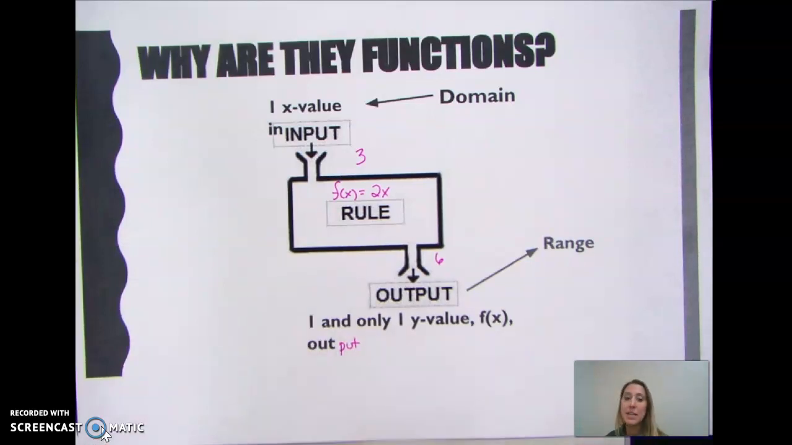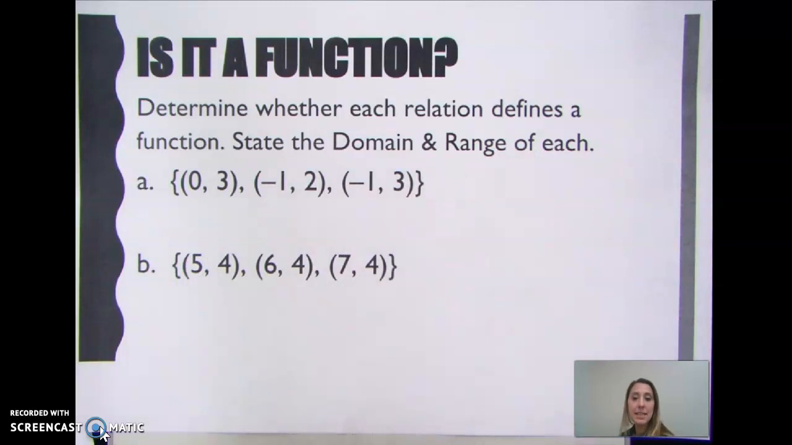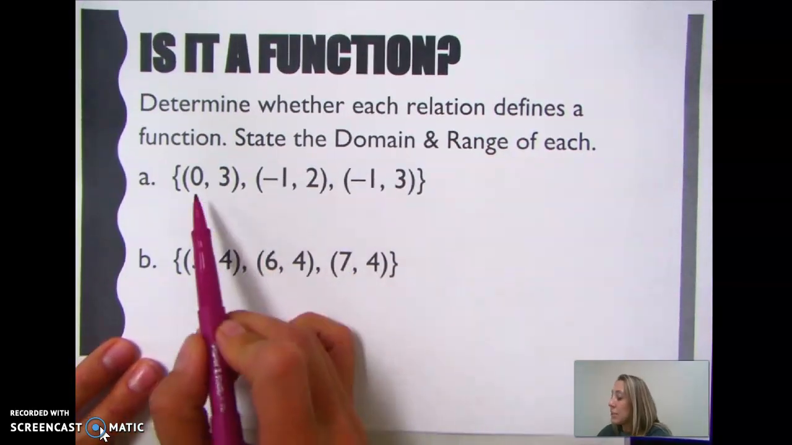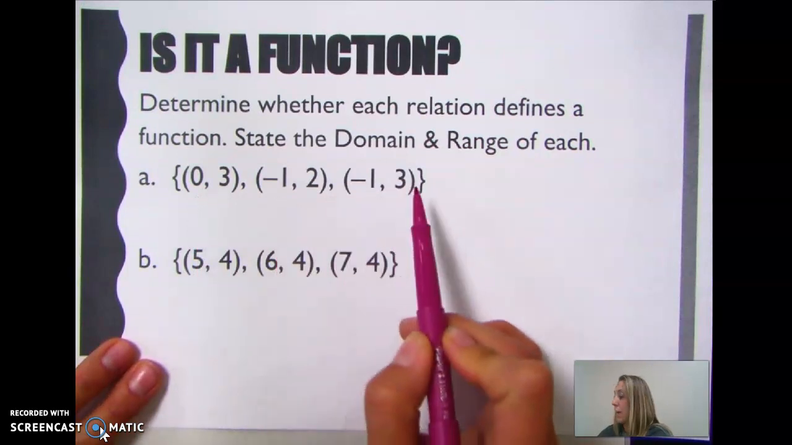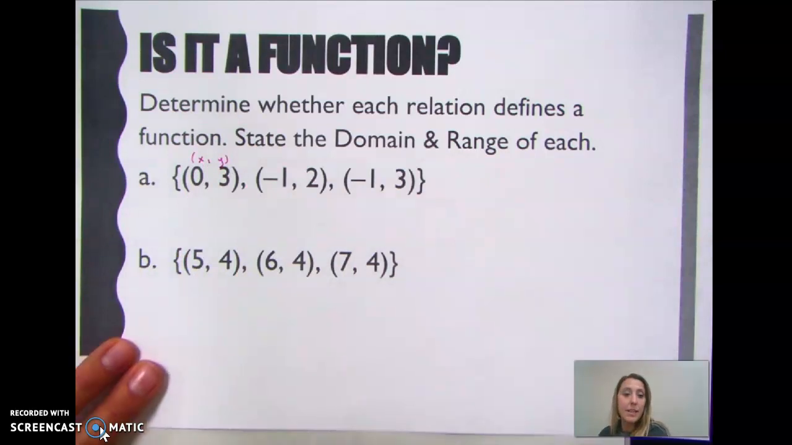So that is the biggest thing that you need to remember, and we're going to go on to the next thing. So make sure you get that in your notes. So we're going to determine if these relations define a function, and we're going to state the domain and range. You might not have seen things like this before. You may have in Delta Math and Algebra 2. When we're looking at this, these are different points on a graph. So this is our x and our y, and that is the case for all of them.